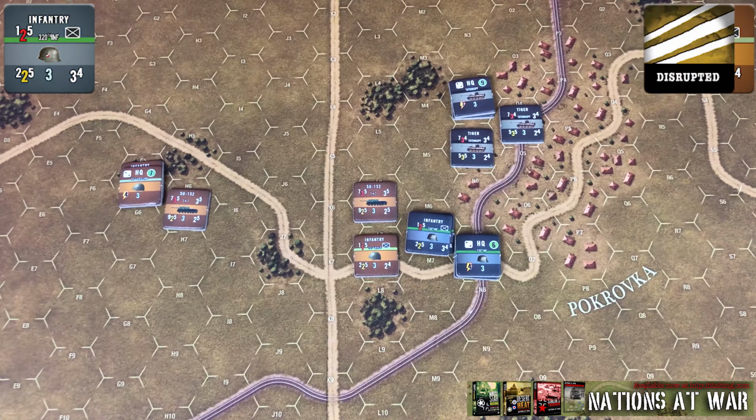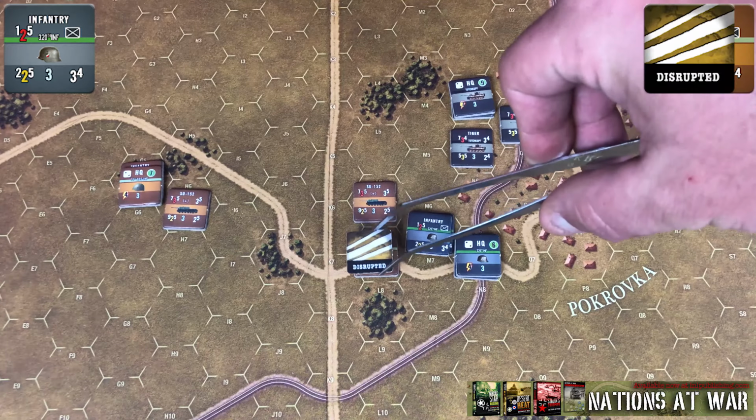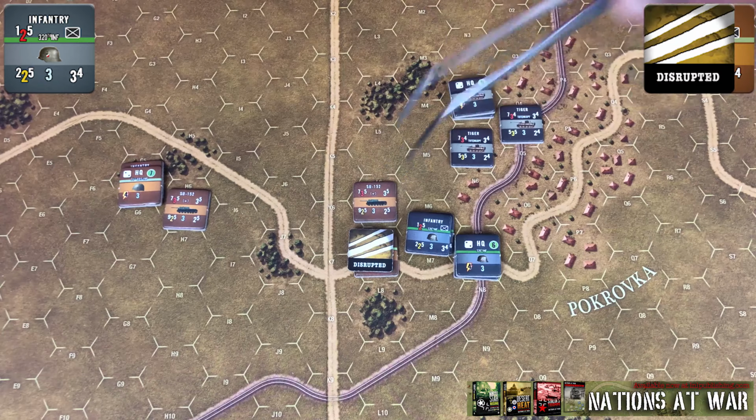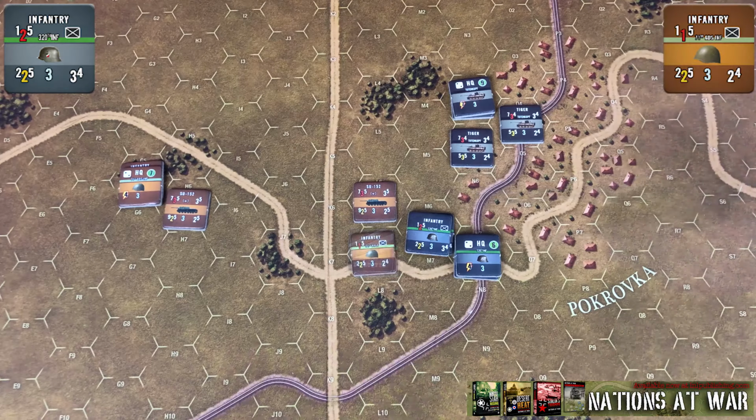However, if the defending units are disrupted, so if our Russian units here were disrupted, when they were counterattacking, they would have to change their to-hit number to a 6 instead. At this point, you would just resolve the hits for each side, attacker and defender.